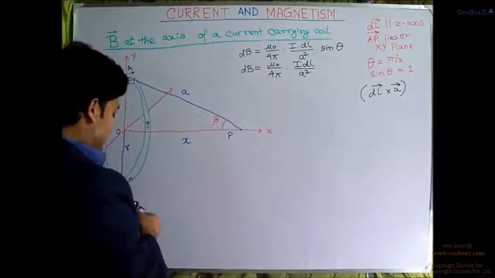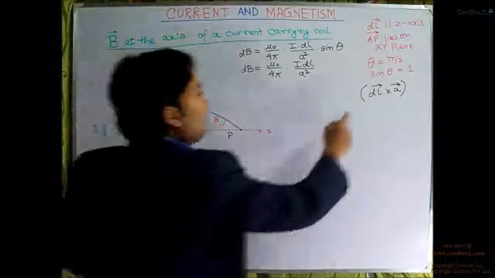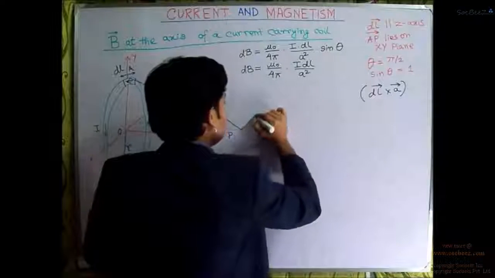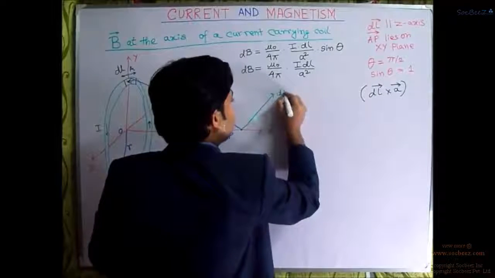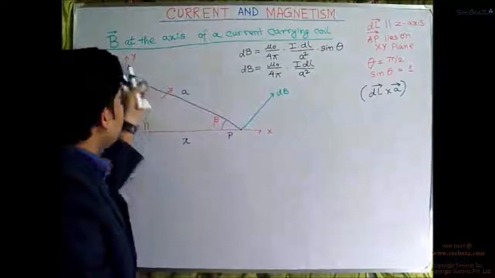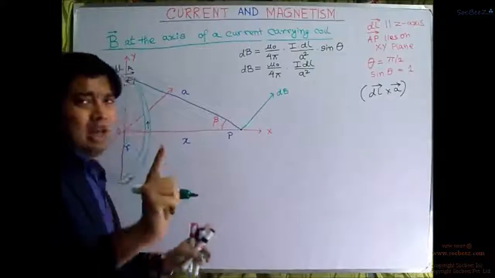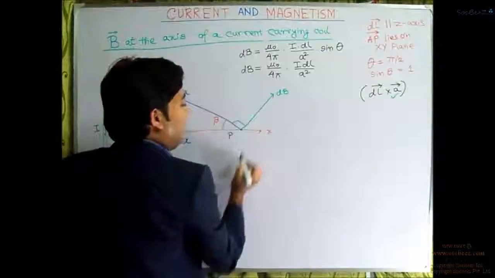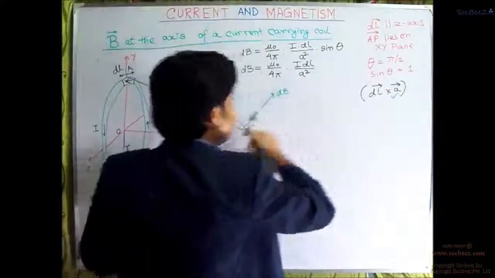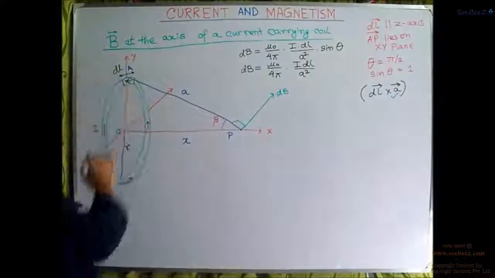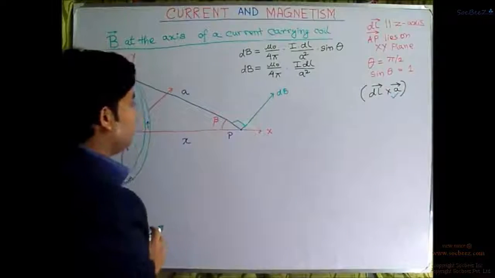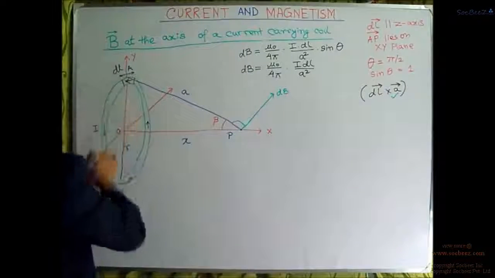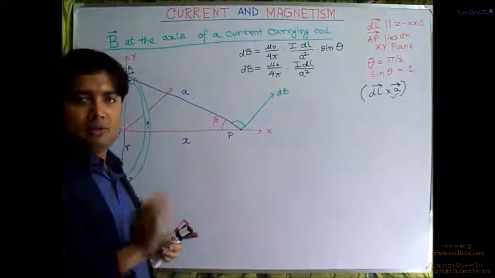So, the direction of this small dB will be perpendicular to this A, which means that over here it is 90 degree. And also this dB will be perpendicular to dL, means it will be perpendicular to this line AP, as well as it has to be perpendicular to this dL, means the Z axis, right?